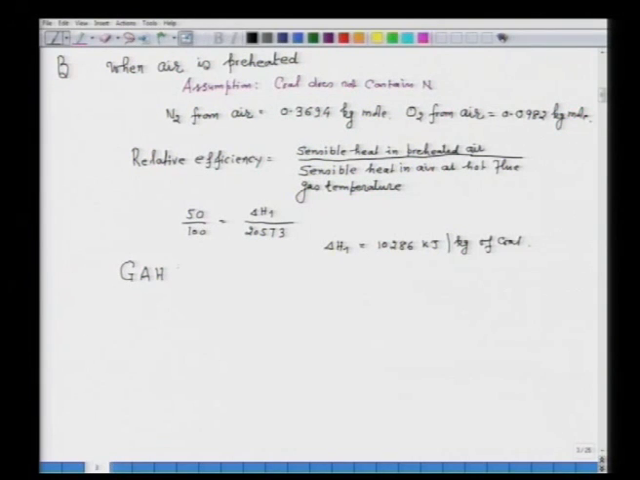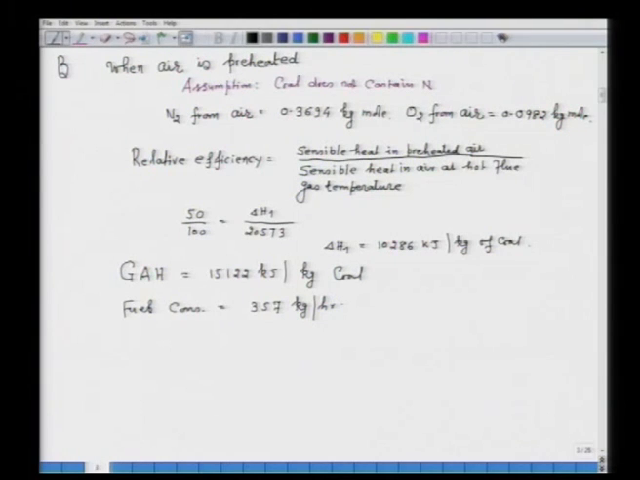You know how to calculate. So, calculate, it will come 15,122 kilojoule per kg coal. I calculate now fuel consumption. Fuel consumption, that will come out to be equal to 357 kilogram per hour.